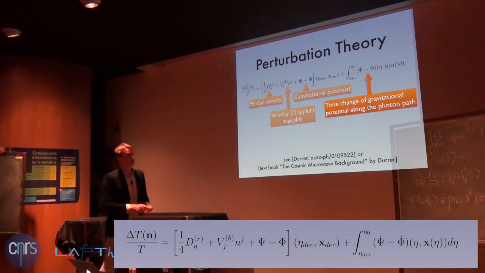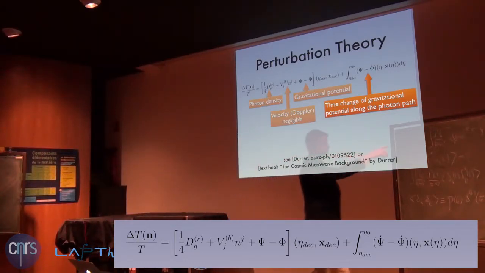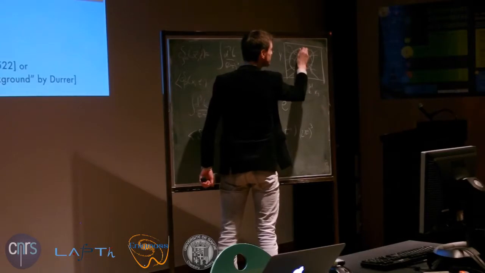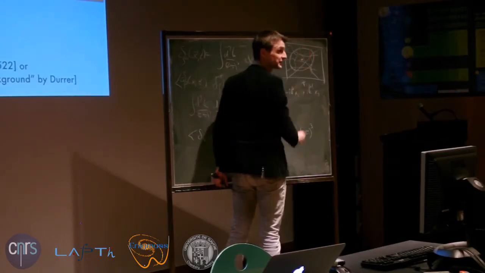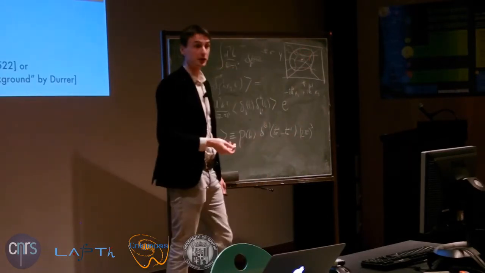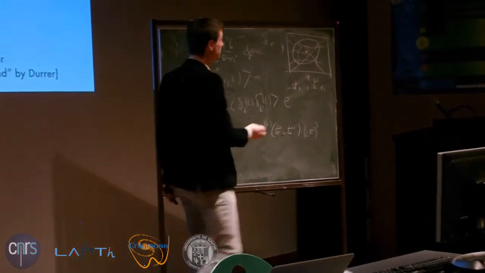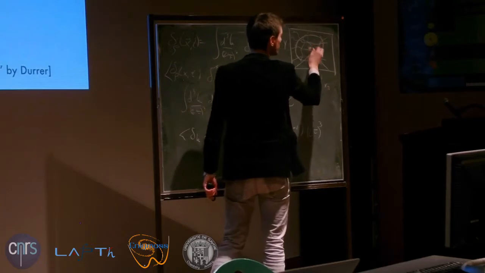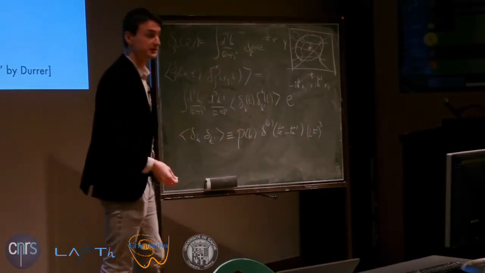So CMB photons in this drawing here left from a certain density in the universe and then travel towards us, and while traveling towards us they cross all types of different potentials and gain or lose a little bit more energy. And then the question is, when we have our telescope here observing in all directions, what is the distribution of temperature perturbations that it sees?